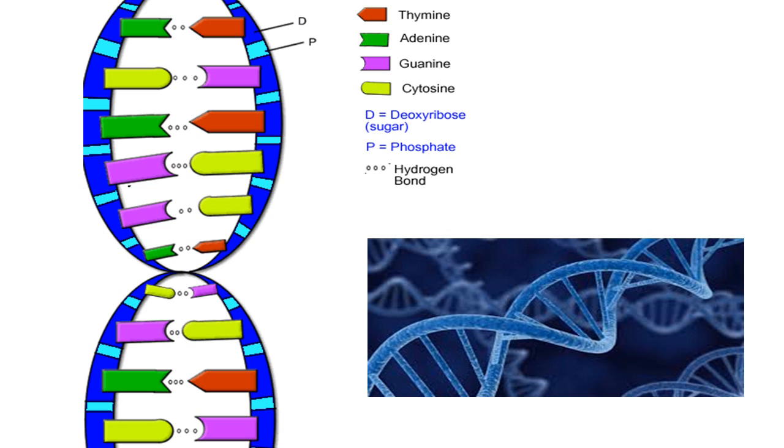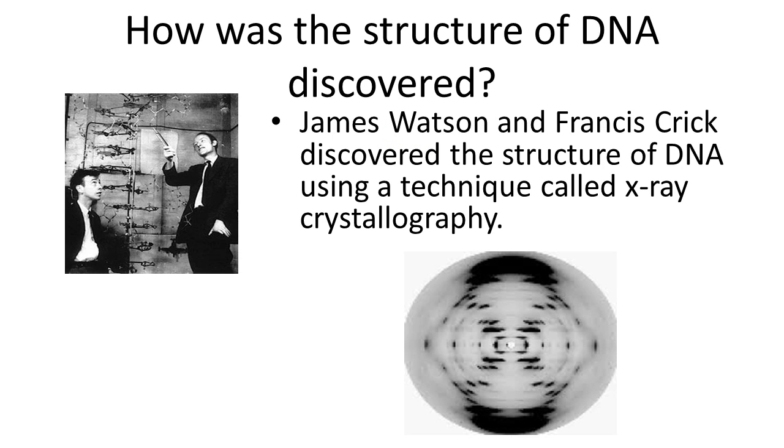And then it just curls up into this sort of ladder-like structure, this double helix they call it. It was discovered by Watson and Crick, with a little bit of help from a few other people, using a method called X-ray crystallography. But you don't need to know a lot about that, so don't worry.